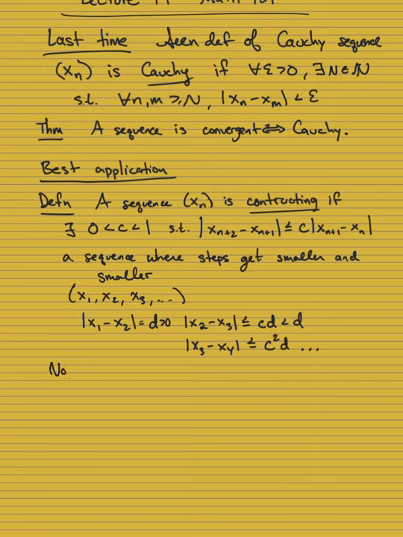So like a non-example would be something like 1, minus 1, 1, minus 1, etc. Here the distance between the consecutive terms is staying constant. Okay? So it is not contracting.